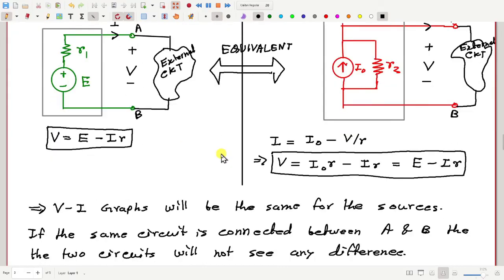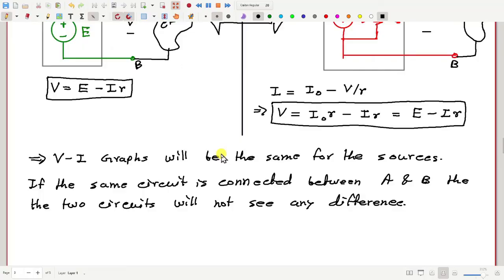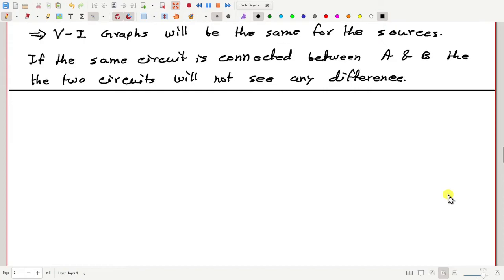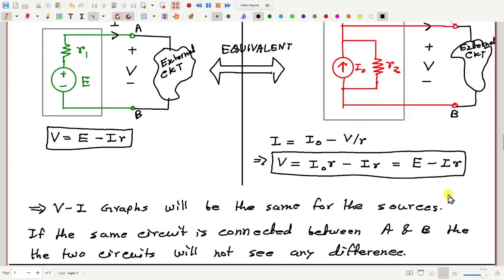Sir, means we can say the current source will behave as the voltage source only. Yeah, the other way also you can say voltage source will behave as the current source. Okay, so sir, basically we will get the same graph for both, and between the terminals A and B, for both the circuits we will get the same effect if we join any device. Yes, absolutely.